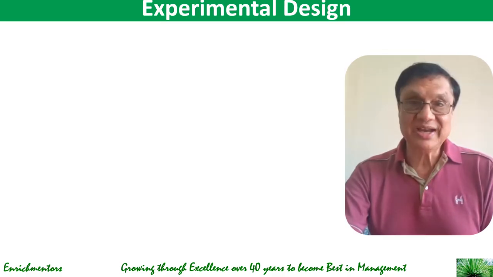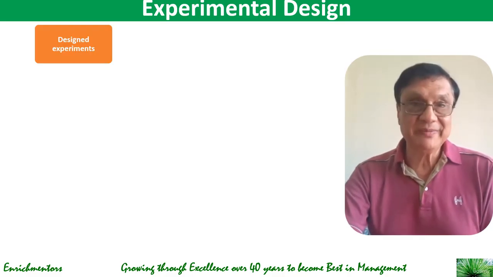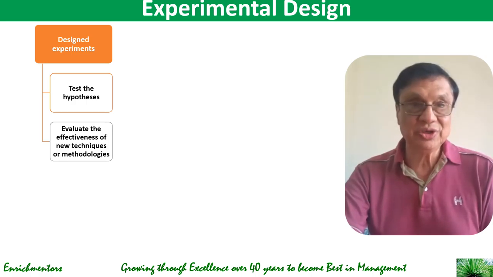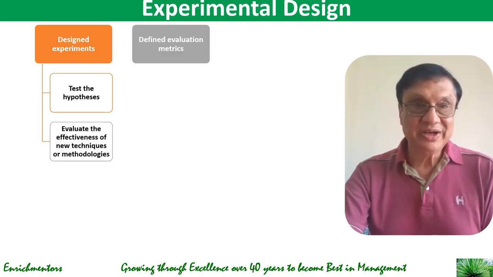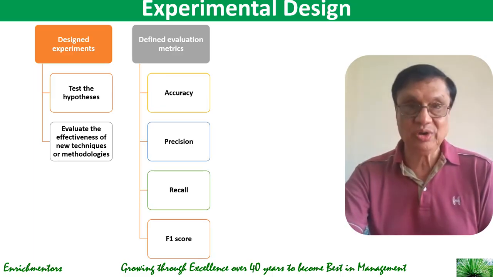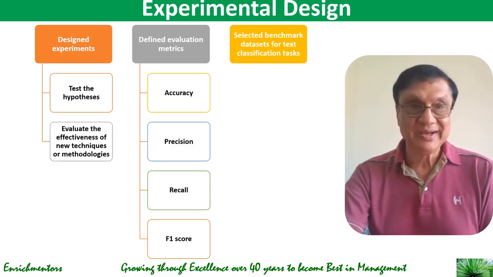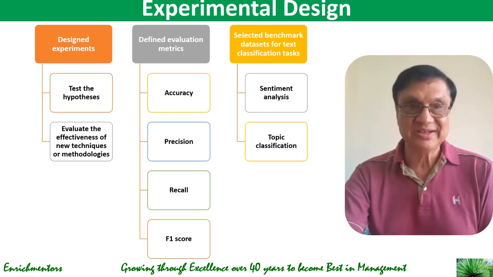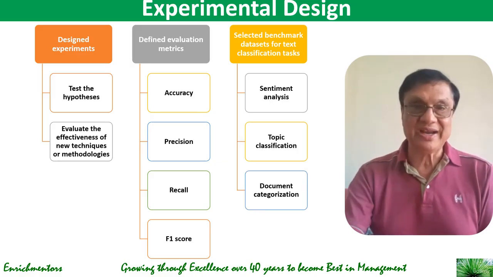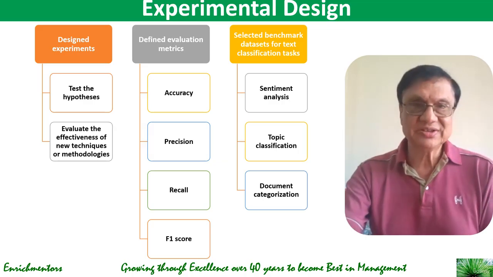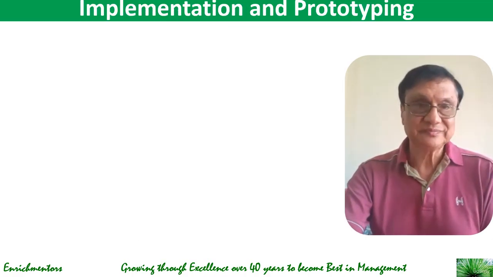They went on to design the experiments. They designed experiments to test the hypothesis and evaluate the effectiveness of the new techniques or methodologies. They defined evaluation metrics such as accuracy, precision, recall, and F1 score to measure the performance of their text classification models, and selected benchmark data sets for classification tasks such as sentiment analysis, topic classification, and document categorization. These were the typical tasks that were being done. And for that, this experiment design was set up.